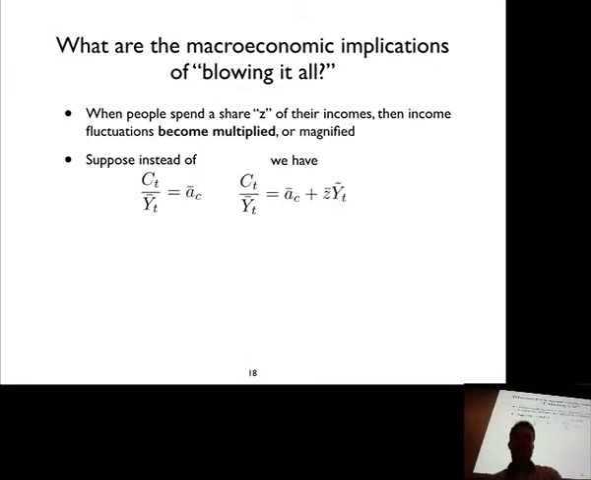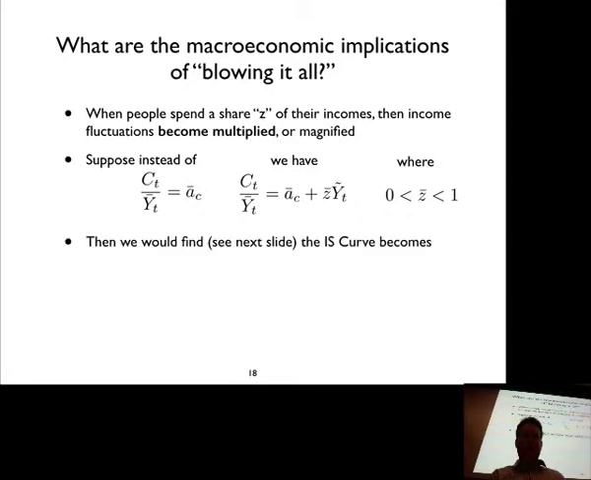How do we model this? Well, suppose instead of this assumption, we have this story. The consumption share of permanent income is equal to the long run share, A bar C, which again is about 0.64, plus Z bar, which is this share. I said it was maybe 40%, so Z bar is 0.4, times this percentage change in GDP compared to potential. So the multiplier has to be something that's between 0 and 1. You can't spend more than the temporary share, and you also can't spend less than 0 of it.